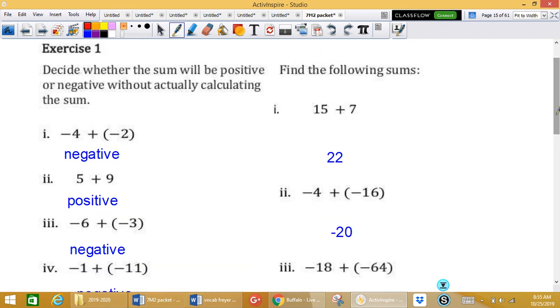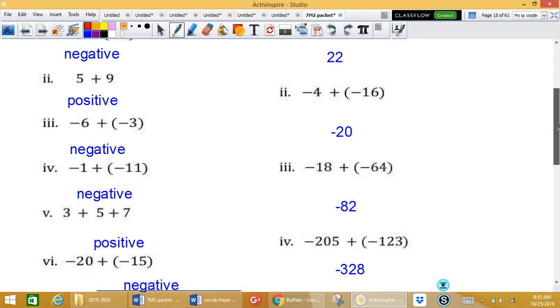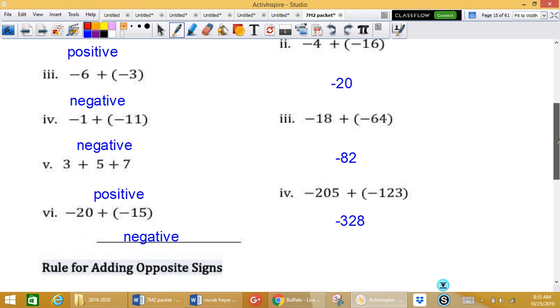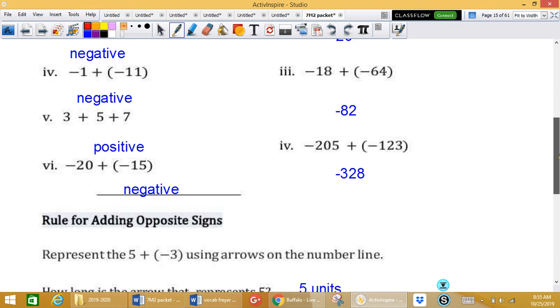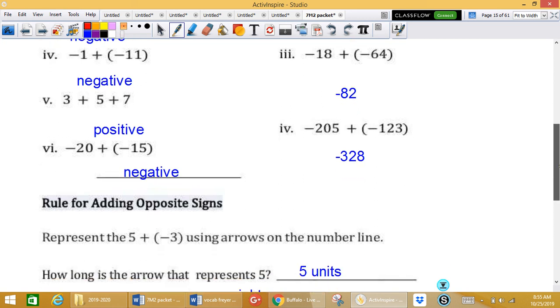The other side wants us to actually find the sums. So 15 plus 7 is 22. -4 plus -16 is -20. -18 plus -64 is -82. And -205 plus -123 is -328.